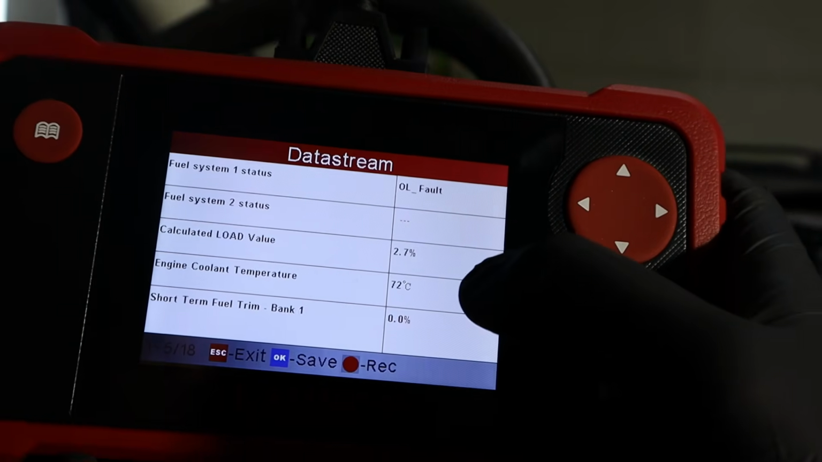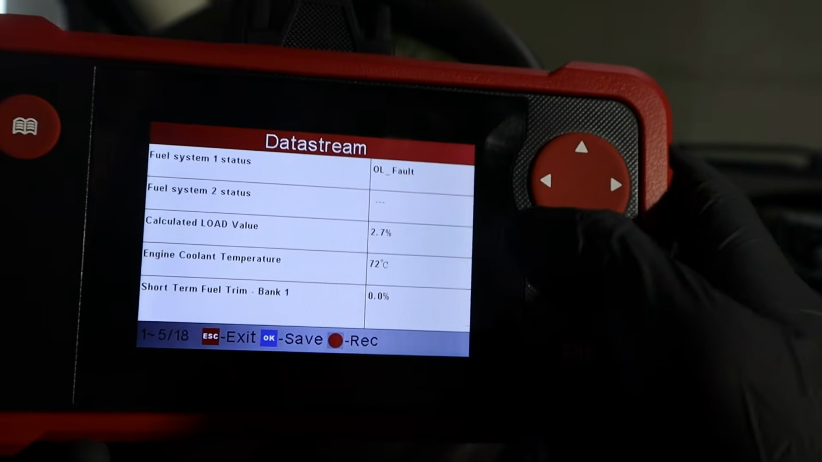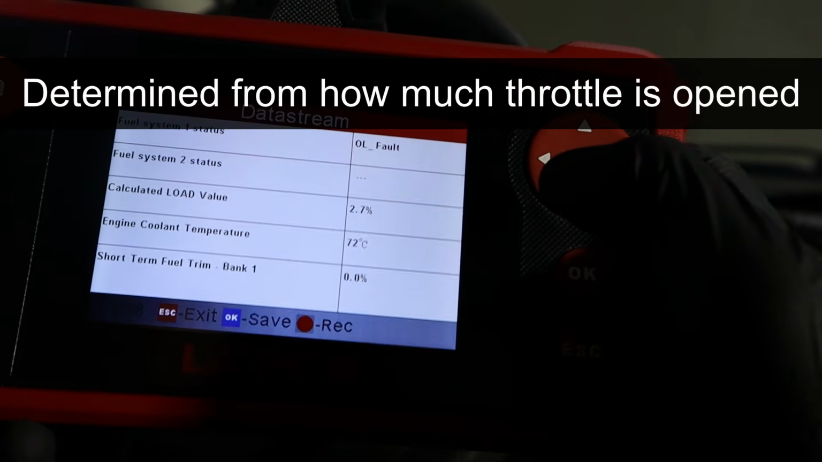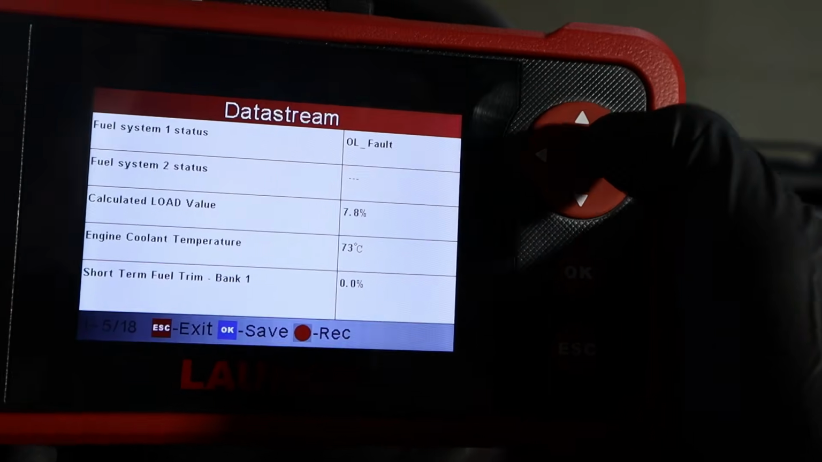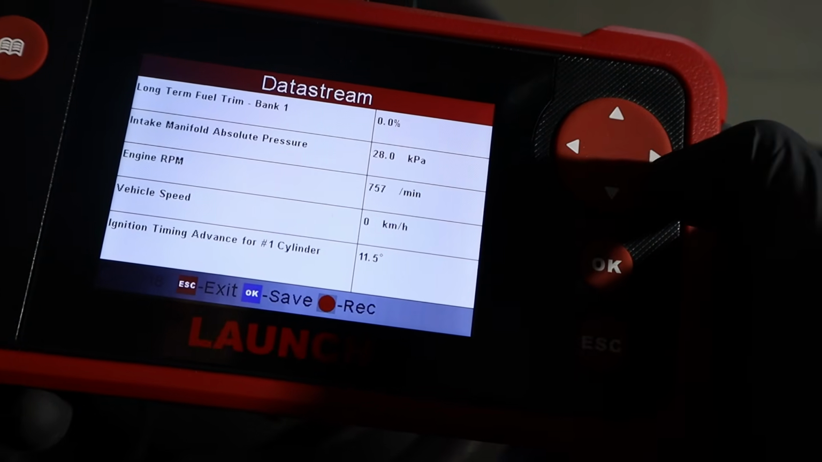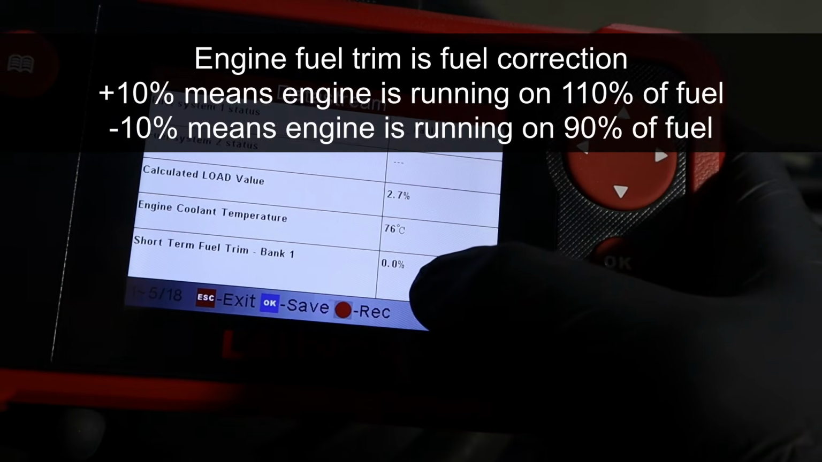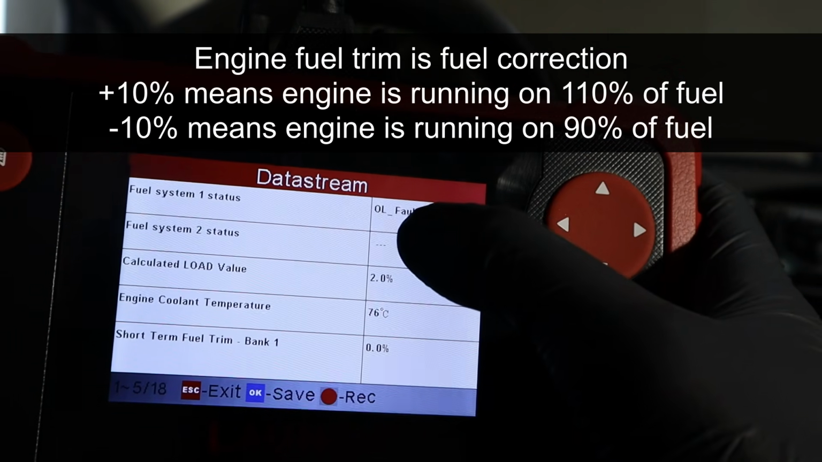Then you have calculated load value. That is basically the amount of work your engine is doing. So if I press the gas pedal, we should see something close to 100. Okay, 85. Now we have ECT, engine coolant temperature value. Then we have engine fuel trims. However, if you see 0.0, there is something wrong, and I already can see that based on this OL fault.